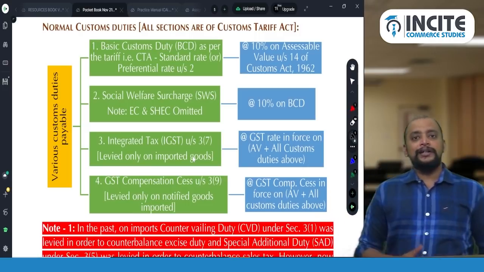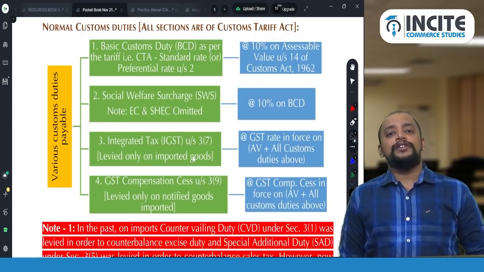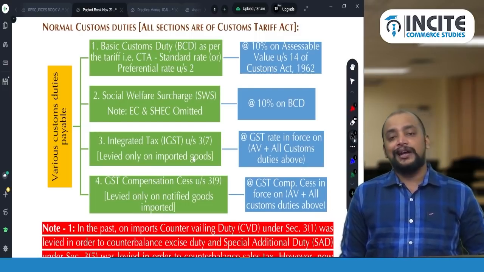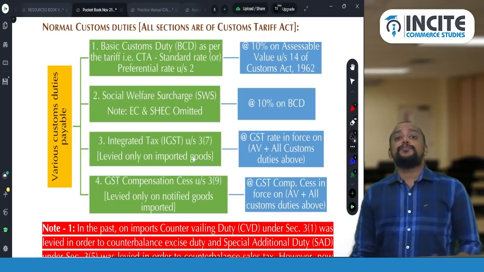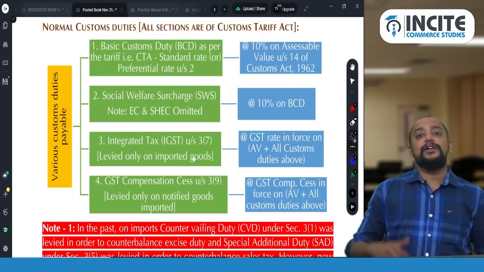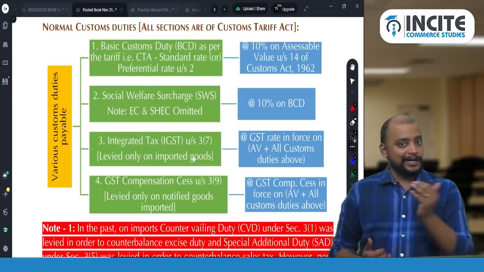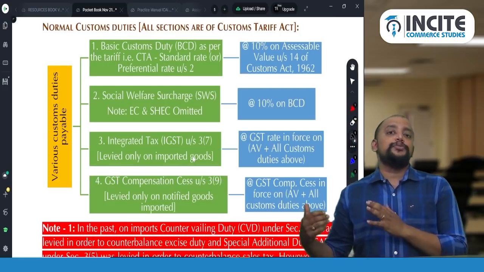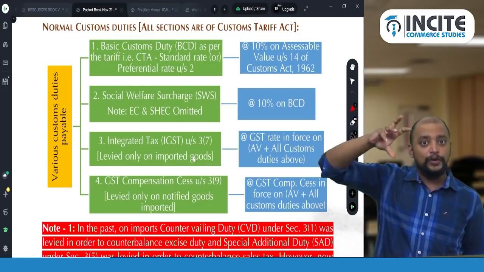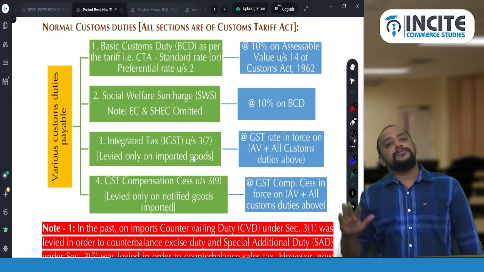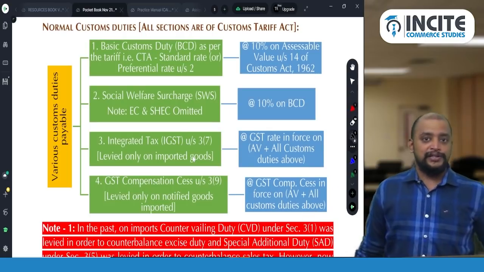Because if you remember, Section 15(2)(a) of the CGST Act says that any taxes, duties and cess by whatever name called, other than GST, will be included while arriving at the value, correct? Therefore, for the purpose of computing IGST, you need to take value under customs, add all customs duties, and finally compute IGST.